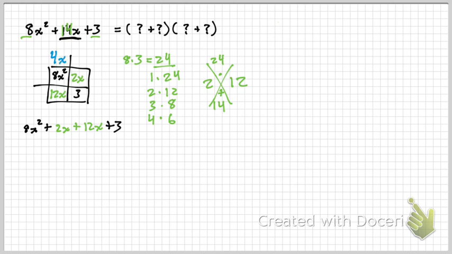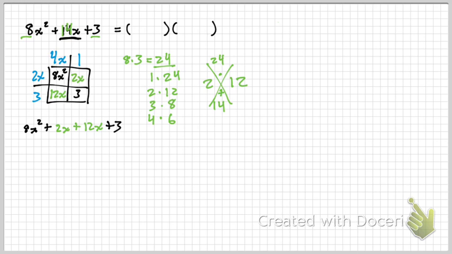And after that, you just have to find all the other missing numbers. What times 4x gives me 8x squared? Answer, 2x. What times 4x gives me 12x? 3, because 3 times 4 is 12. What times 2x gives me 2x? 1. There you go. We got all our answers. So let's put them in there.